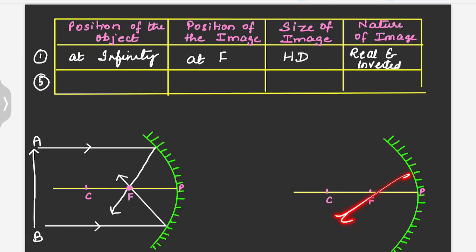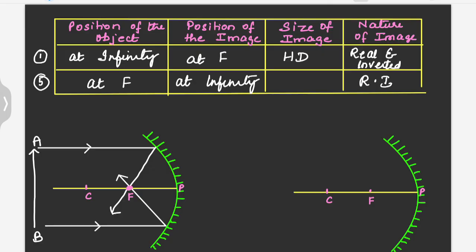Before drawing the ray diagram, we can fill this. I'll show you how to fill this. Here we fill the position of the object, and the position of the image you have to write here. So I'll write at F, at infinity. And then the nature of the image: real and inverted. For the fifth ray diagram, the nature of the image is real and inverted.